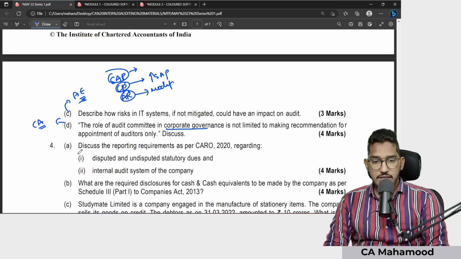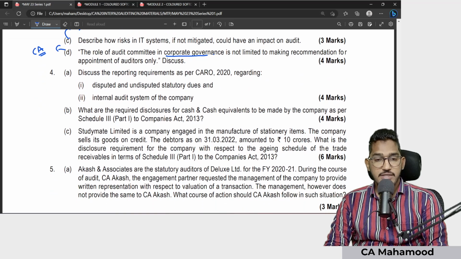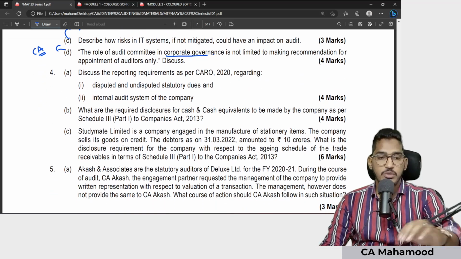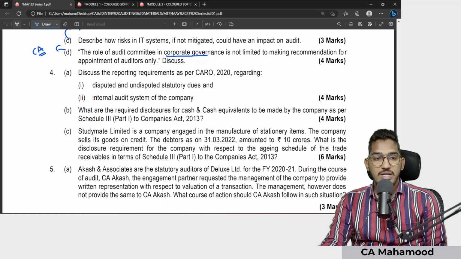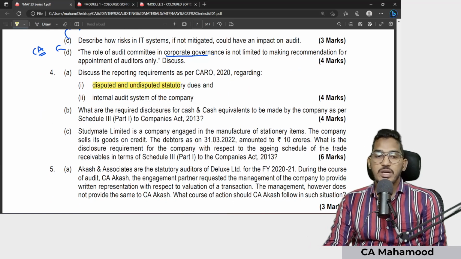Next one. Now let us come to the fourth question. What is the fourth question about? In that, the first question is regarding CARO reporting requirements from the audit reporting chapter. Regarding 2 points they are asking you to write reporting requirements. One is regarding statutory dues, disputed and undisputed.